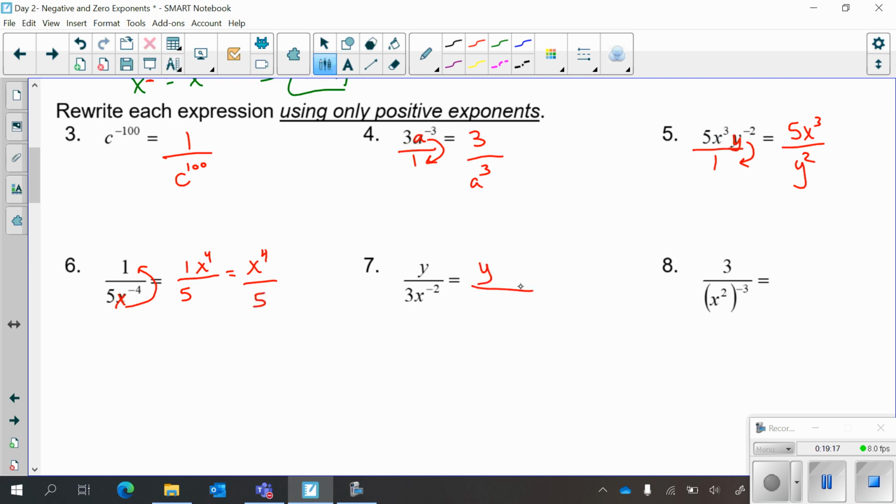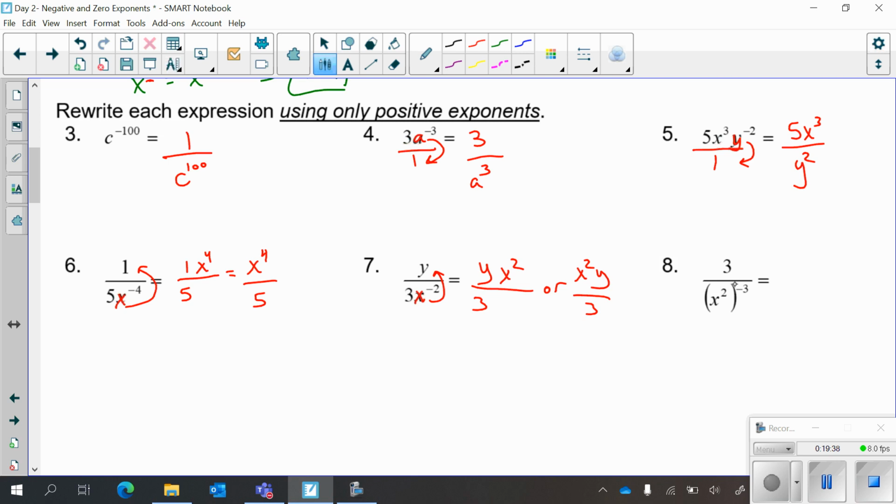Now, the y and the 3 have nothing, so don't touch them. But the x has a negative, so you move it to the top as a positive. Now, you could put it in alphabetical order if you want, but it's not necessary. You could really do whatever you want with that.